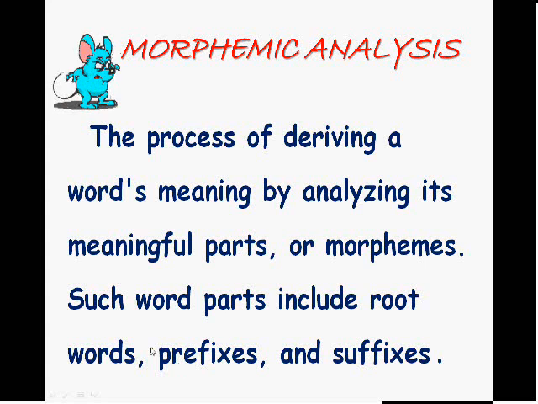Such word parts include root words, prefixes, and suffixes. So if you have a word, you try to cut it into pieces in order to understand its meaning. This is a very helpful way of knowing the meaning of a word and guessing its meaning. You just analyze its meaningful parts, and we call these meaningful parts morphemes. Examples of morphemes are, of course, the root word, the prefixes, and suffixes.